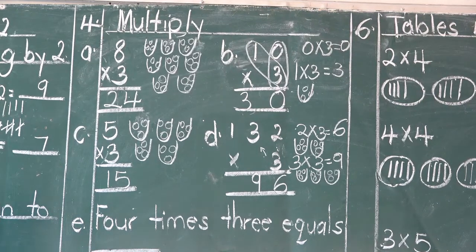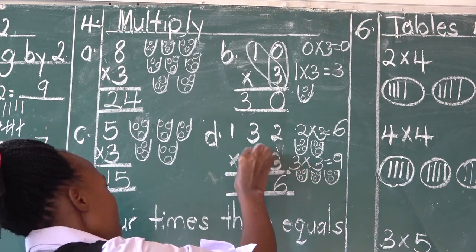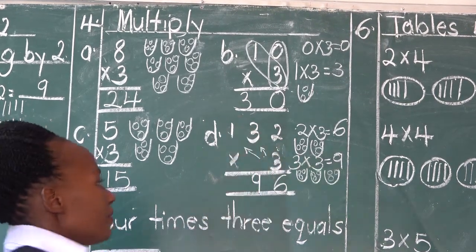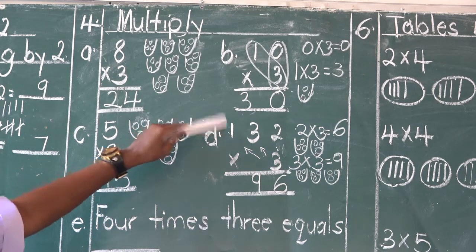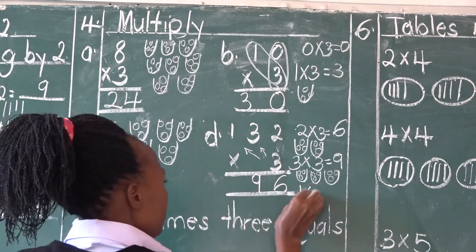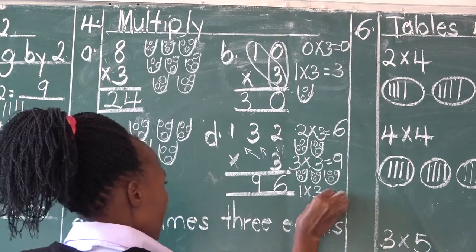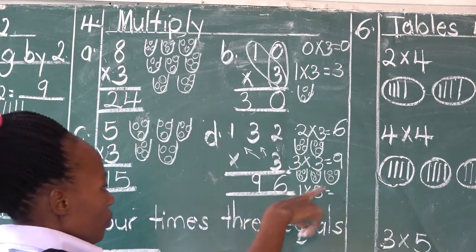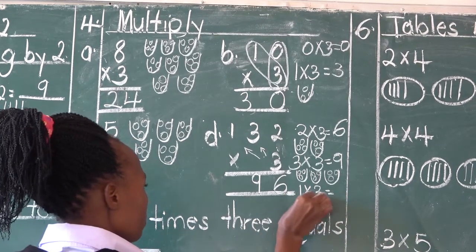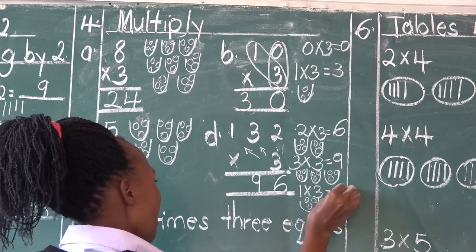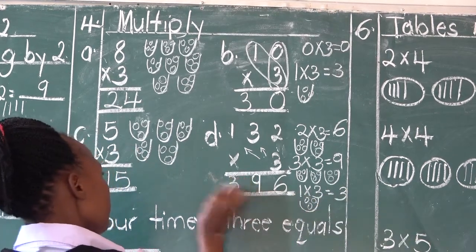Still we have another place value, which is hundreds. We shall take this to hundreds. And then we shall have 1 times 3, which is 1 group of 3, and our answer will be 3.